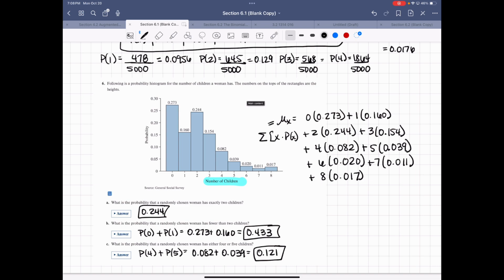Okay? If we add all that up, if we put that in the calculator, plus 2 times 0.244, plus 3 times 0.154, plus 4 times 0.082, plus 5 times 0.039, plus 6 times 0.020. And I didn't pre-work this, just threw this one in there for the fun of it.